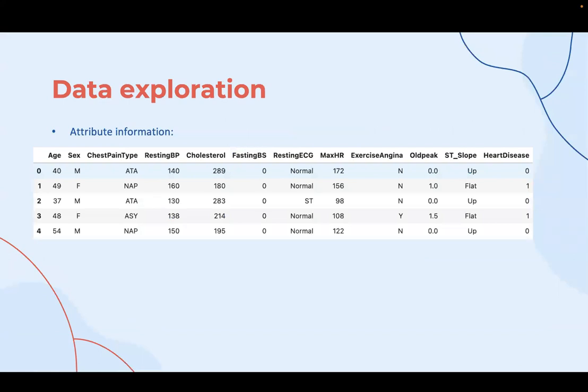This dataset has a total of 918 rows and 12 columns, which are age of the patient, gender of the patient, chest pain type, which are typical angina, atypical angina, non-anginal pain, and asymptomatic. The next column is resting blood pressure, then cholesterol level, followed by fasting blood sugar level, resting electrocardiogram result, maximum heart rate achieved, exercise-induced angina, old peak, which is ST depression, then peak exercise ST segment, and finally heart disease, such as 1 if the patient has heart disease and 0 if normal.